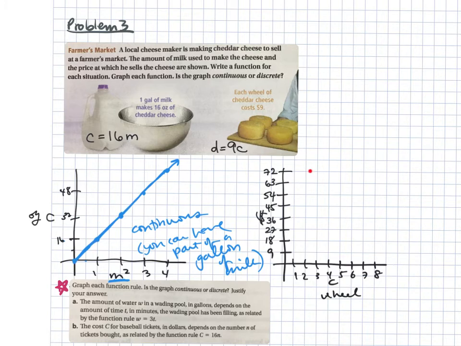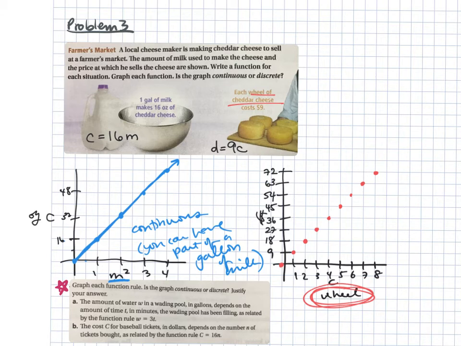Now for this one, this is going to be a little bit different, right? This is saying each wheel of cheese costs $9. So 0 would be 0, 1 would be 9, 2 would be 18, and so on like this, right? And so now to figure out if it's continuous or discrete, wheels of cheese. Can you have part of a wheel of cheddar cheese? I guess technically you could. But let's say at this store, just to make things easier, the store only sells each wheel of cheese. It's not going to cut a cheese in half and give you a half of a wheel, okay?